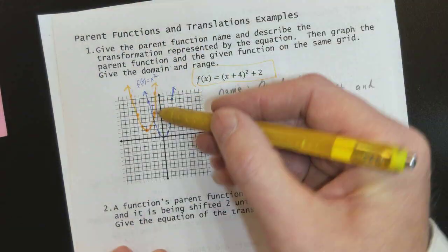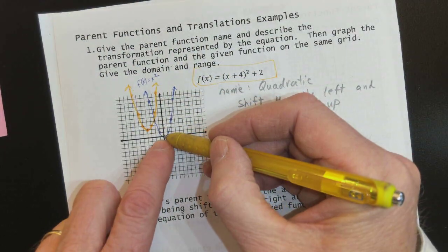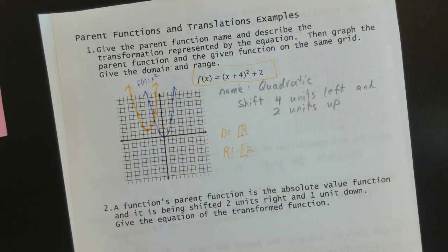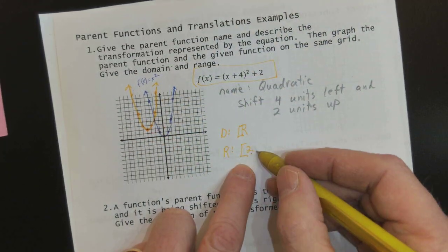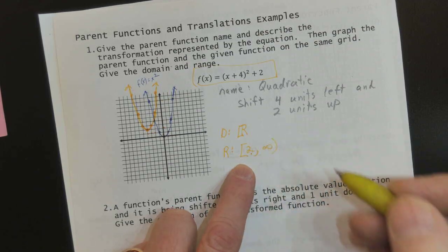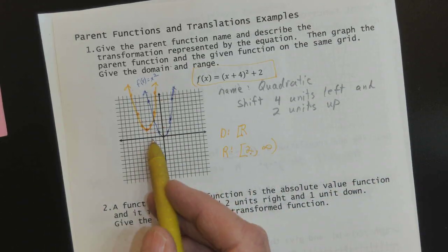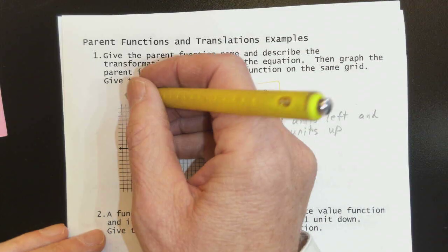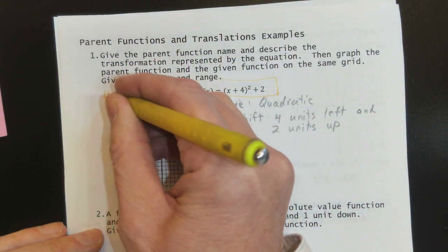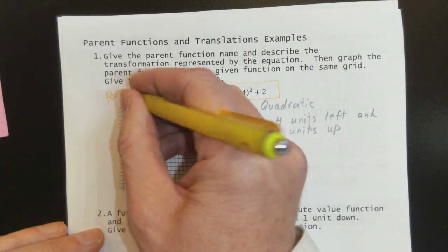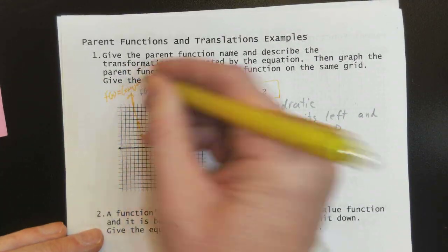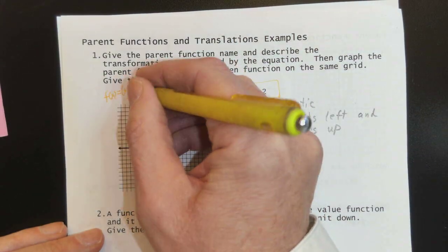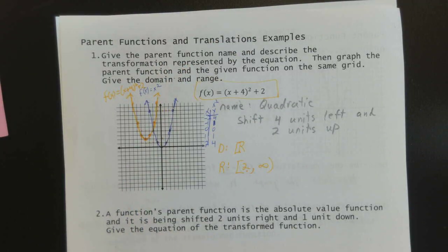We shifted everything up 2. We shifted the original, which we said started at 0, up 2. So the new low point is 2. I was almost there. I said negative 2. Maybe because it was on the left, you were thinking negative. All right. I am going to write f of x equals x plus 4 squared plus 2, just to indicate that that's the equation for that graph.